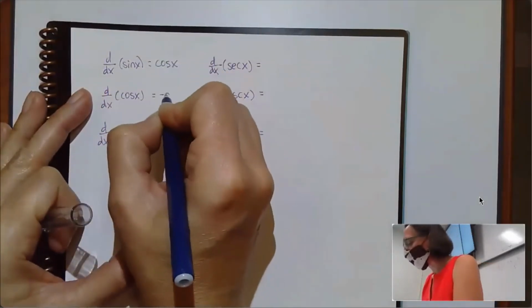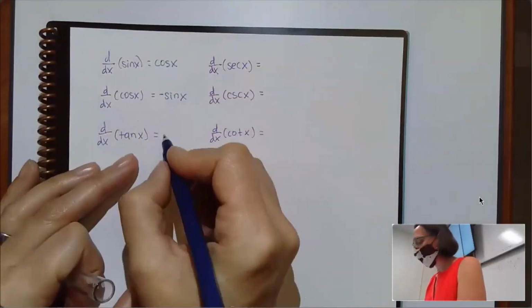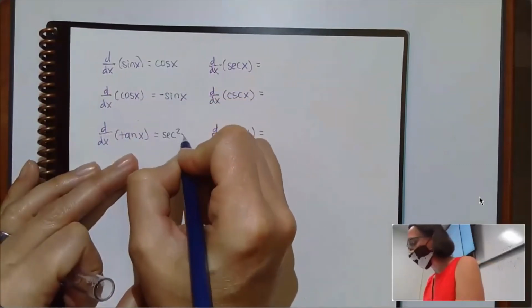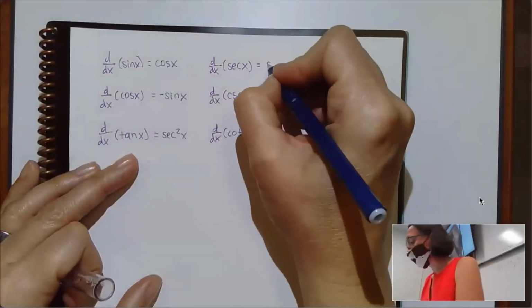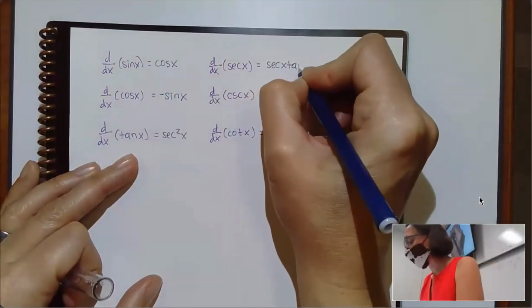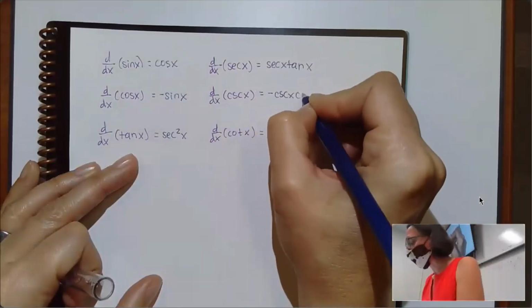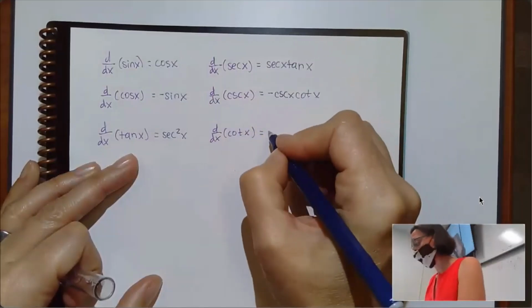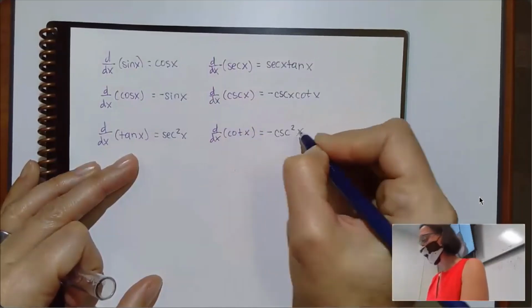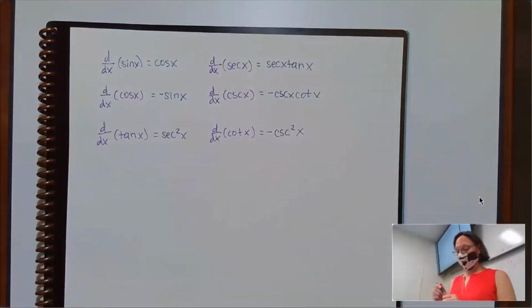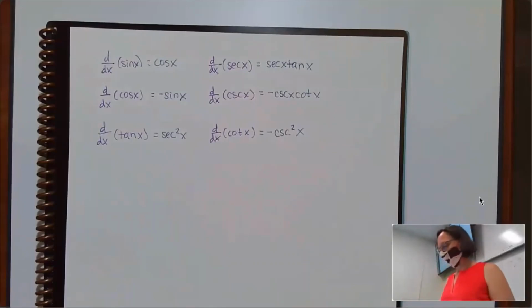Derivative of cosine of x is negative sine of x. Derivative of tangent of x is secant squared x. The derivative of secant of x is secant of x times tangent of x. The derivative of cosecant of x is negative cosecant of x cotangent of x, and the derivative of cotangent of x is negative cosecant squared x. Okay, that was like 6 mouthfuls, but there's our list that we have to work with here.